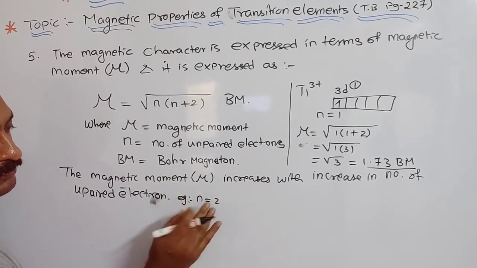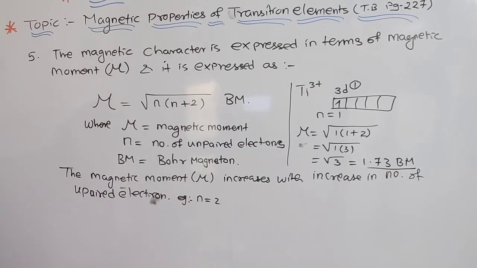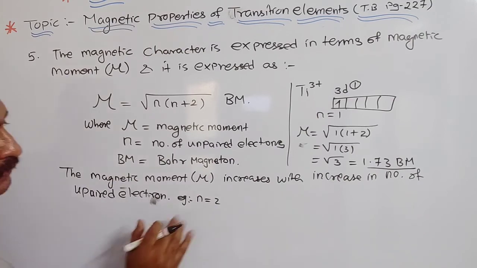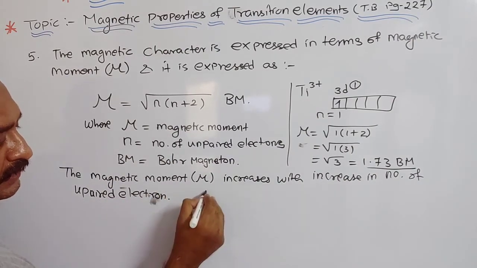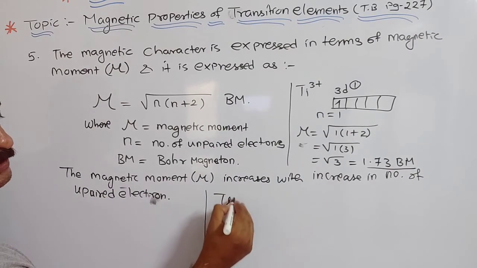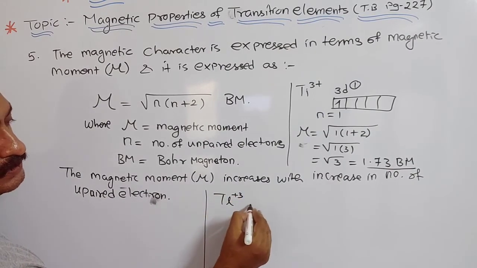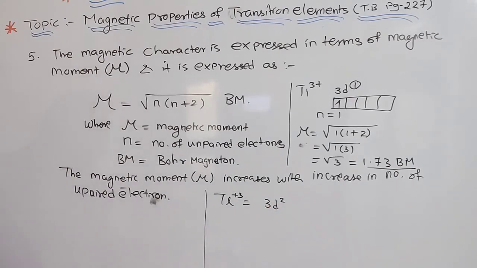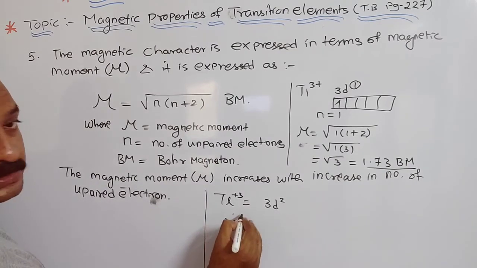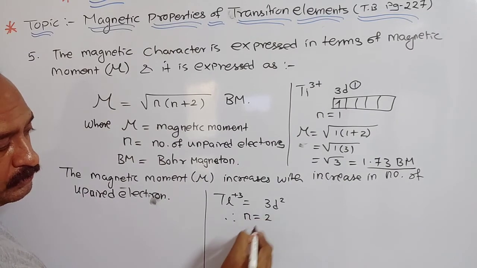Now suppose n is equal to 2. Another example we will take here. Ti2+ will be 3d2. Understood? The configuration is 3d2. So here, therefore, we can say n is equal to 2.